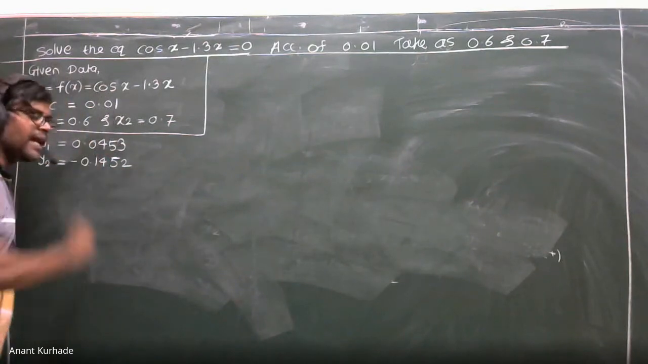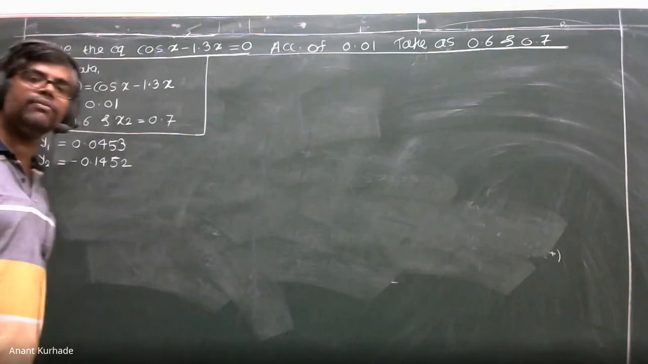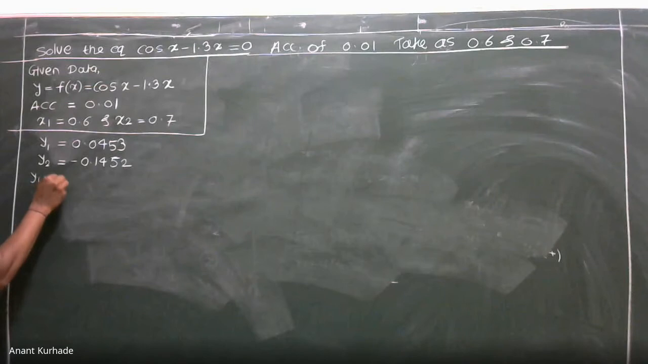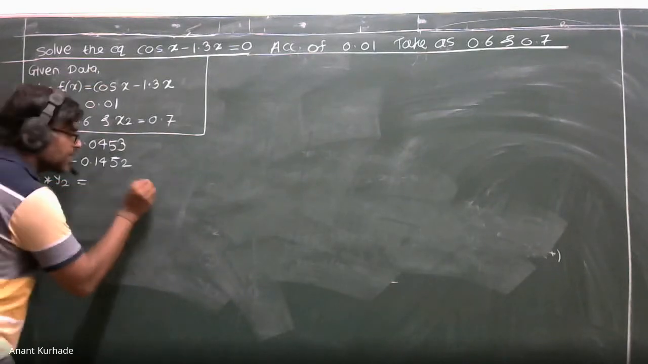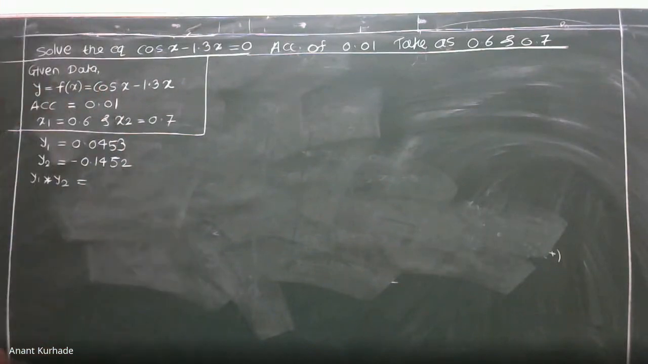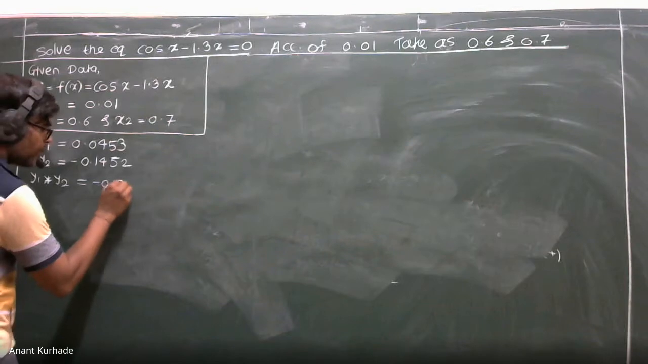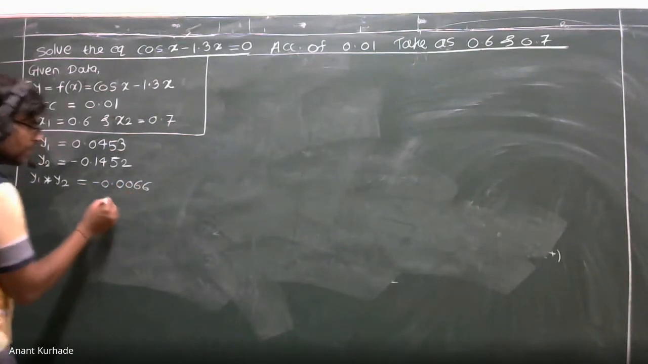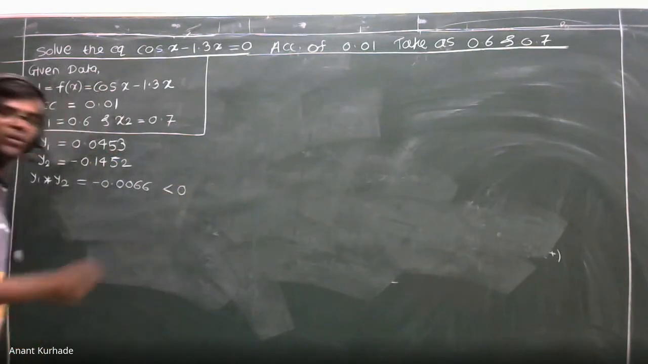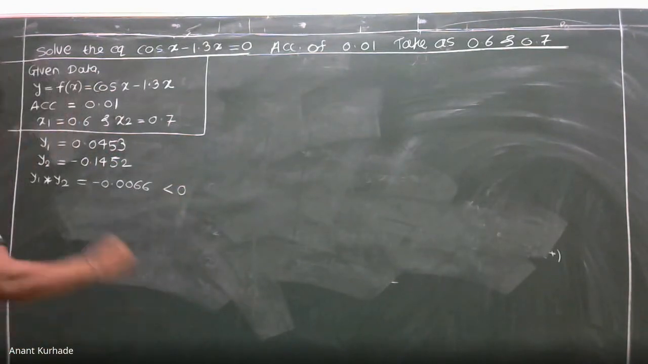Both are having opposite signs. So 100% we can find its product. Again, find out y1 into y2. Okay, now tell me its answer. Its product, tell me y1 into y2. Yeah, it's 100% negative, but we have to write here. 0.0066. So after this you can write it is less than 0.